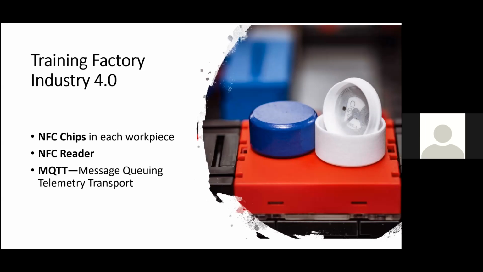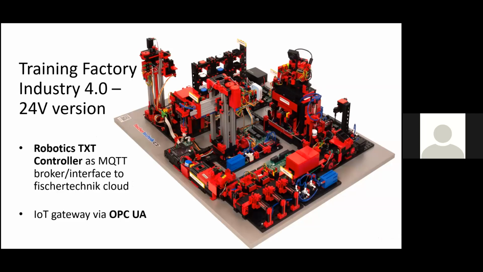And the use of MQTT, or message queuing telemetry transport, allows the network TXT controllers to communicate with each other. Now, as there are two variations of this model, let's go over what makes them different, aside from the voltage requirements. We'll begin by focusing on the 24-volt version and what makes it unique. First, it's a bit of a hybrid, in that, while requiring a PLC for operation and control, this model also incorporates one Fischer-Technic Robotics TXT controller.